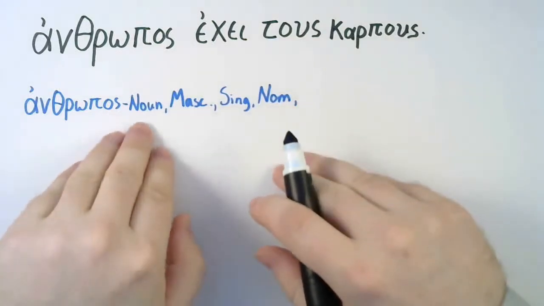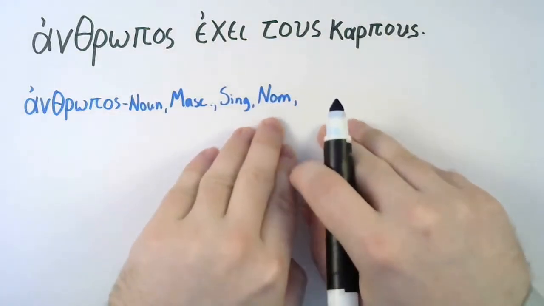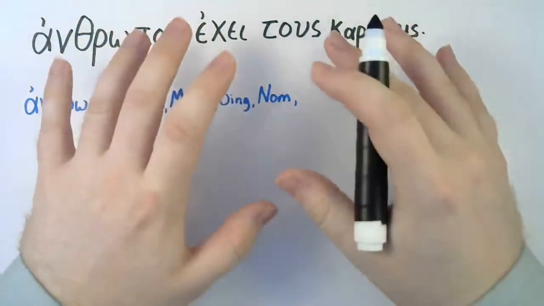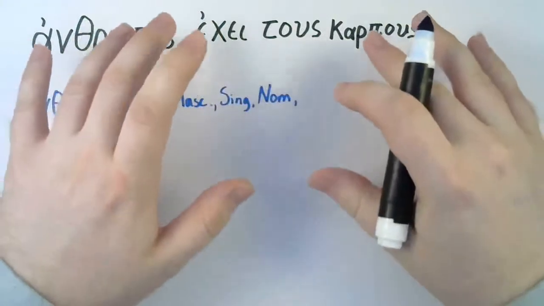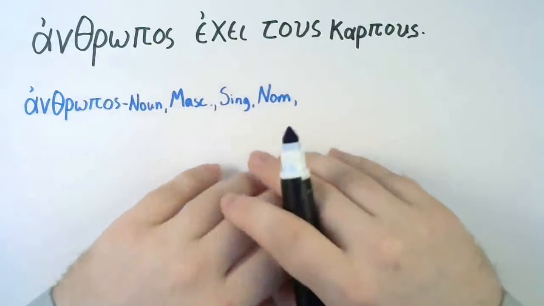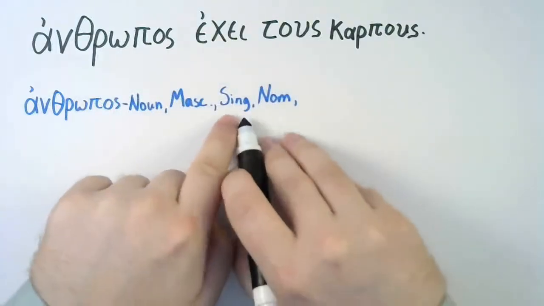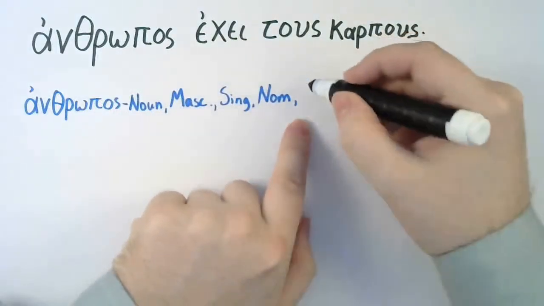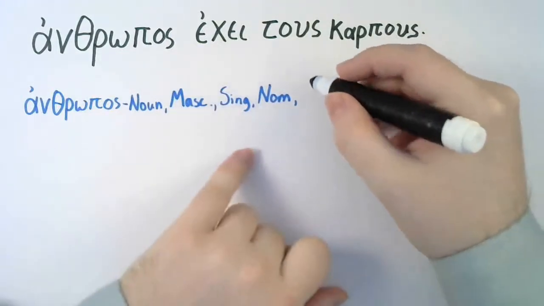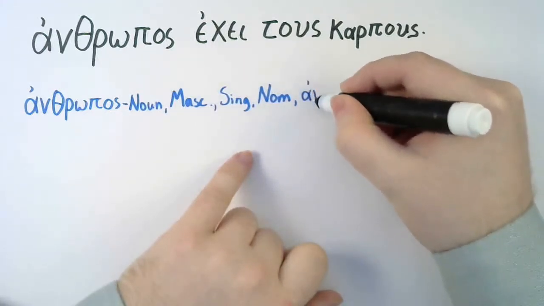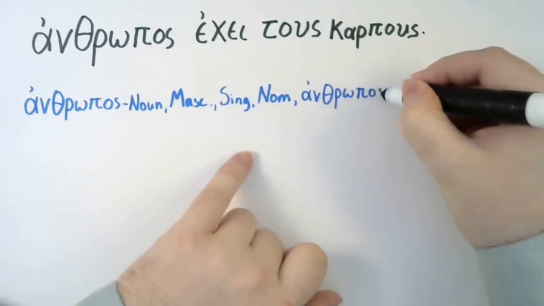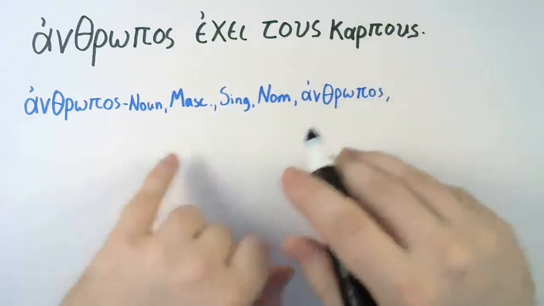Alright, what else do we need? We have the part of speech, we have the gender, the number, and the case. We need the lexical form. Remember what the lexical form is. The lexical form is how you look up a word in the lexicon. And for a noun, it's going to be its singular nominative form. And what we have is a singular nominative form of this noun. So the lexical form of anthropos is anthropos. So that's its lexical form.